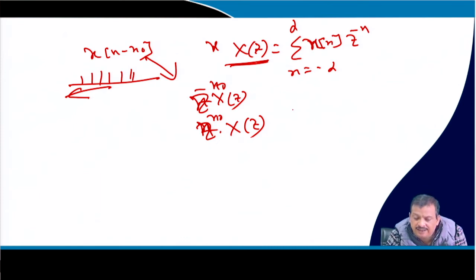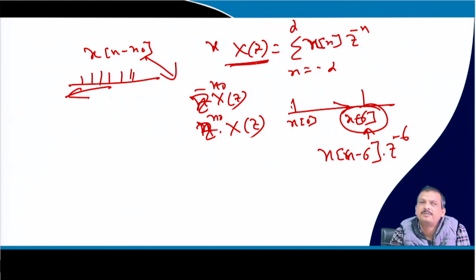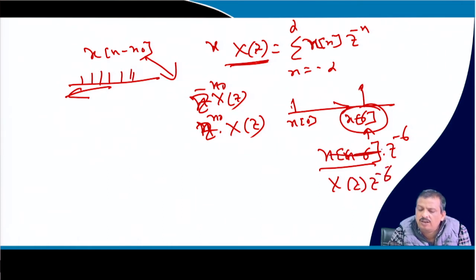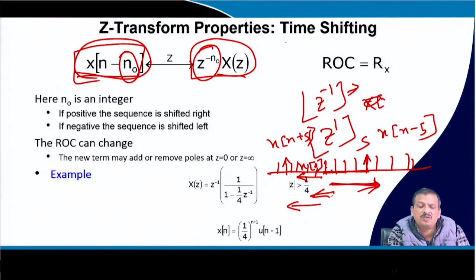Suppose here is my x(0), and I want to shift it to the 6th position, x(6). How do I represent it? It is delta(n minus 6), and when I transform it to the z domain, it becomes X(z) into z to the power minus 6. So it is amplitude into z to the power minus 6, you know that. That is called time shifting.